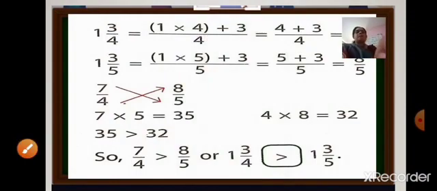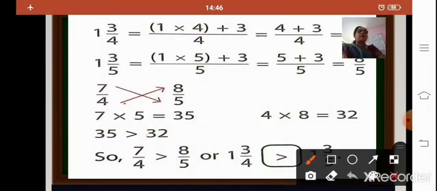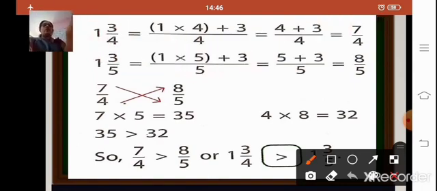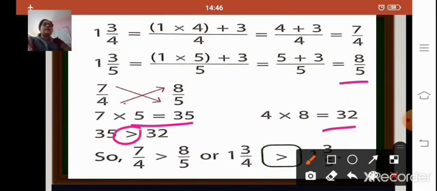Here 1 3/4, when you convert it into an improper fraction, 1 into 4 plus 3 upon 4, that will give you 7 upon 4. Then again 1 3/5, when you convert it into improper fraction, you will get the answer as 8 upon 5. When you cross multiply the two fractions, 7 into 5 is 35 and 4 into 8 is 32. So 35 is greater than 32. So you can see that 7 upon 4 is greater than 8 upon 5, or you can also write it as 1 3/4 is greater than 1 3/5.